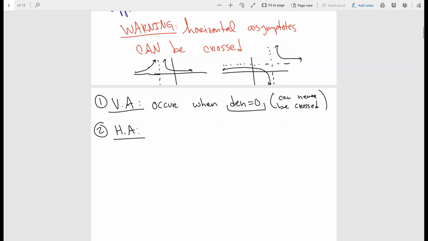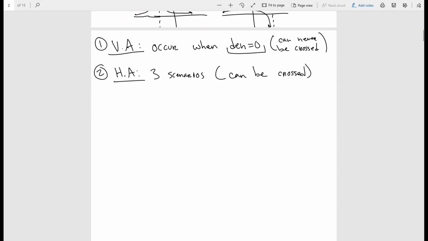With the horizontals, there are three scenarios, and I'm going to say here that these can be crossed. There are situations where they can actually be crossed. The first scenario, I'll call it A, is when the degree of the numerator is greater than the degree of the denominator. If this happens, there's no horizontal asymptote. Later, when we talk about slant asymptotes, you might have a slant asymptote, but we won't talk about that right now.